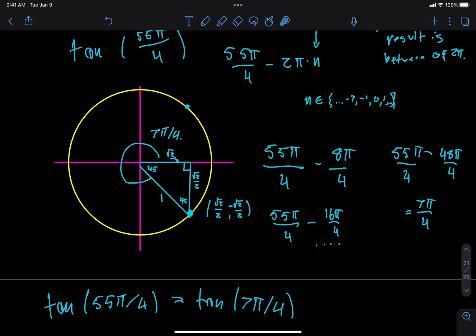So that's why I'm subtracting multiples of 8 pi over 4, because 8 pi over 4 is nothing but 2 pi, if you simplified it. But it's just in a friendly form, because if I do it like this, I just have to subtract the numerators from each other, right? Okay. Good question. Any other questions?